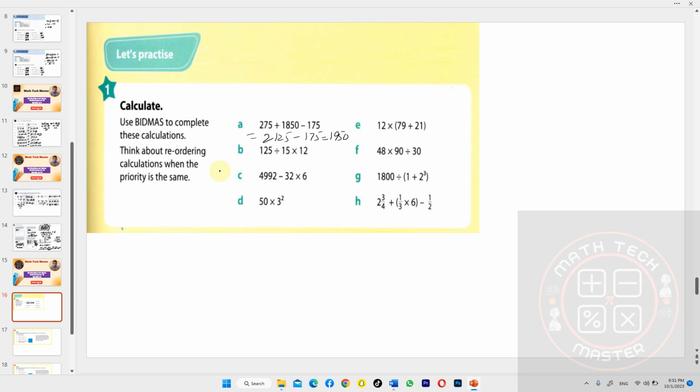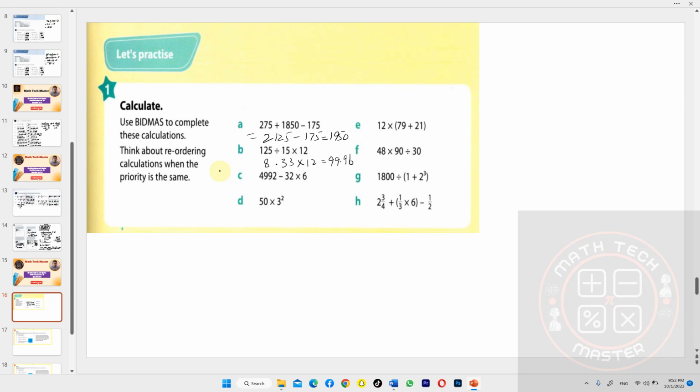In the second part, B part, we have to divide 125 by 15, and then we will multiply the number by 12. So our answer will be 8.33. When we divide the number by 15, then we will multiply 8.33 by 12. So it will be 99.96. This will be our answer.